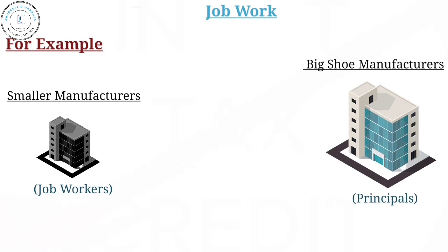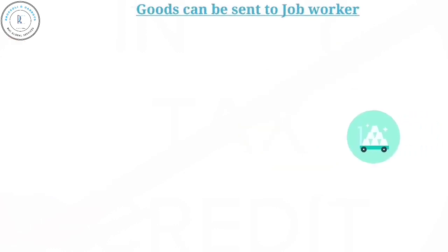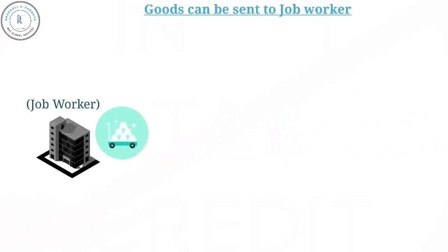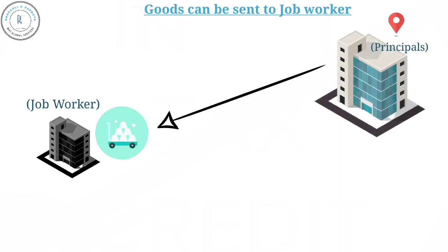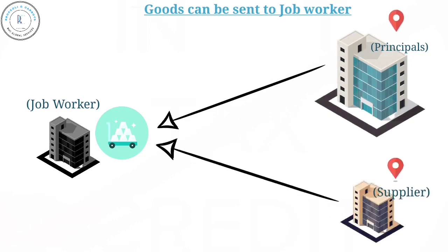The principal manufacturer will be allowed to take credit of tax paid on the purchase of goods sent on job work. Goods can be sent to the job worker from the principal's place of business, or directly from the place of supply of the supplier of such goods. ITC will be allowed in both the cases.